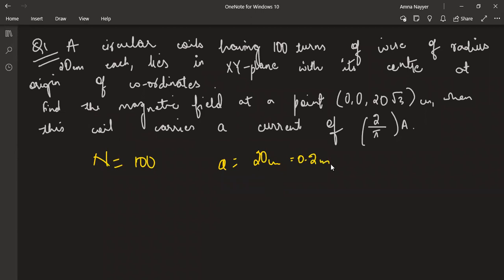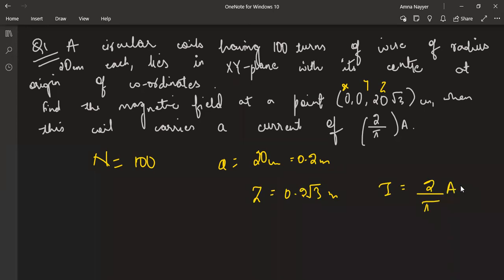Next, what you have? 100 turns, lies in the xy plane with its center at the origin of the coordinates. So the point is at x, y, z. You will write z as 0.2 root 3 meters. We have converted 20 centimeters again into root 3. And the value of current is given as 2 by pi amperes.